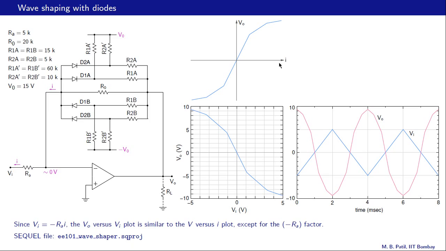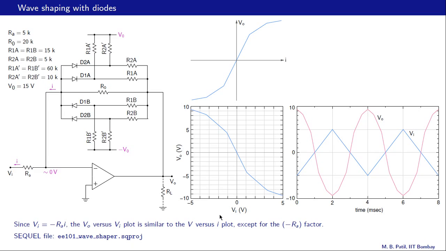Our next job is to relate this I to the input voltage VI. And that is easy to do because this I is the same as this current. And since this is at 0 volts, this VI is simply 0 minus this voltage drop, or minus RA times I. In other words, VI is simply a scaled version of I, and the scaling factor is given by minus RA. So using this fact, we can map this VO versus I relationship to the VO versus VI relationship, and that is what is shown over here. And of course it has got reflected around the y-axis because of this minus sign.